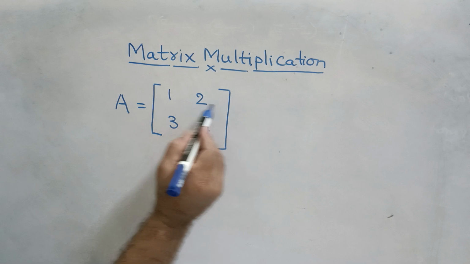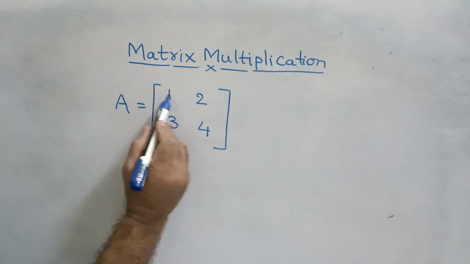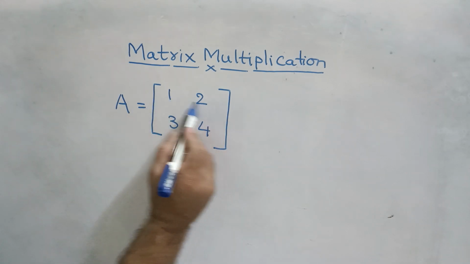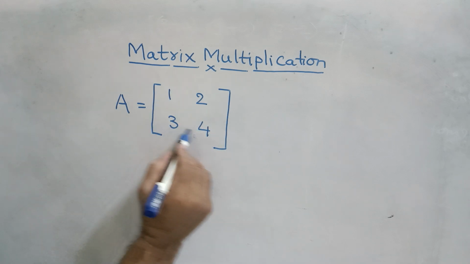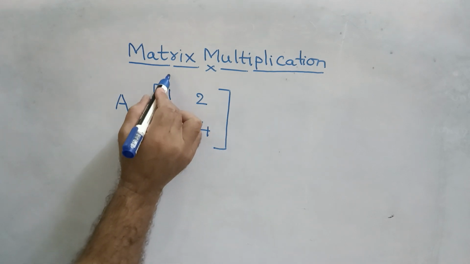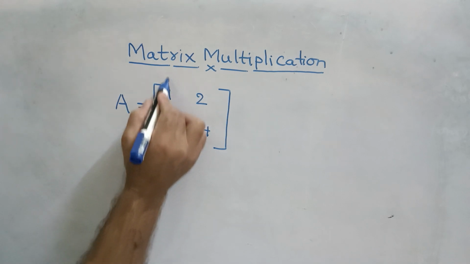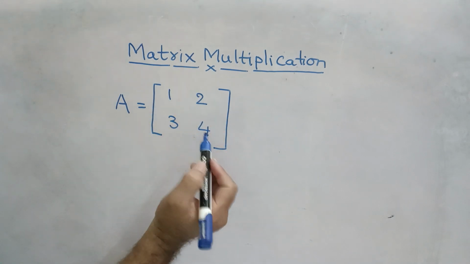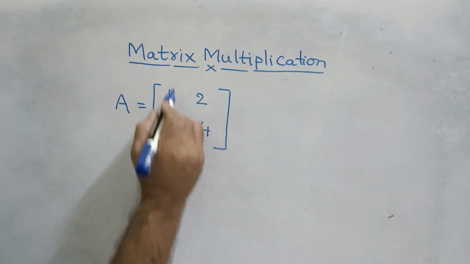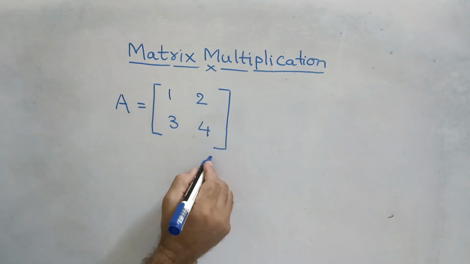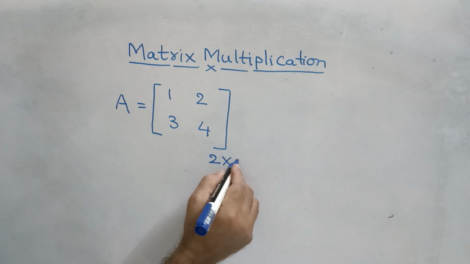So how many rows are there here? The first row is 1, 2. 3, 4 are the elements in the second row. What is the first column? 1, 3 are the elements in the first column. 2, 4 are the elements in the second column. Therefore, there are totally 2 rows and 2 columns. So that is what is called a 2 by 2 matrix.